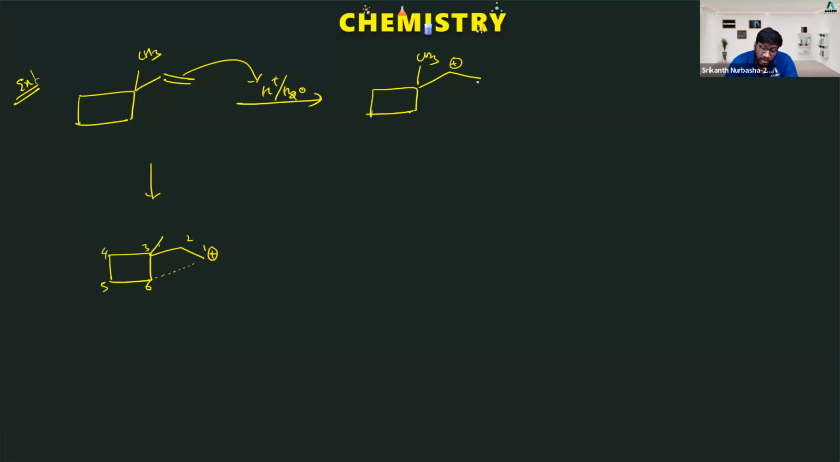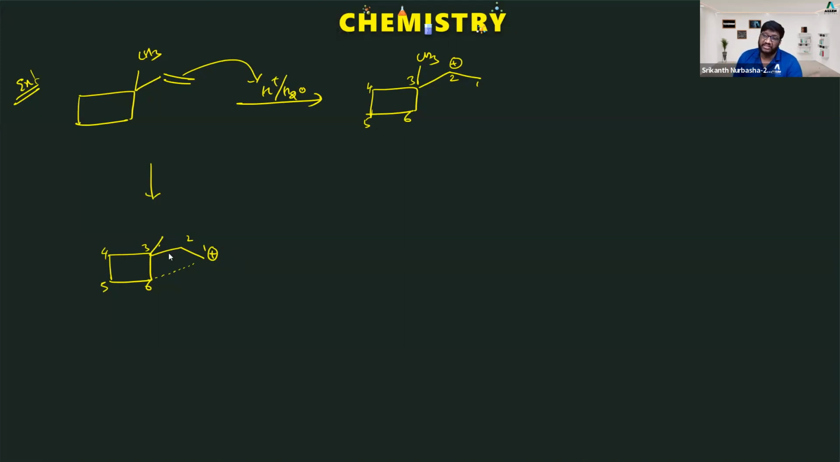If I do the connection here, 1, 2, 3, 4, 5, 6, and 6 and 2 I am connecting, I'll be getting 2, 3, 4, 5, 6. Only 5 atoms in the ring. So a 5-member ring I'll get. Can I do the connection in this manner so that I'll be generating a 6-member ring, which is more stable? Are you getting the logic or not?